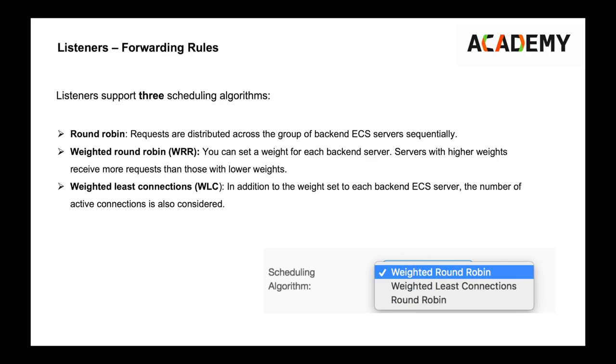In addition to setting a weight for each backend ECS server, the number of active connections is also considered when new requests are distributed among the backend servers. This is good if your application has long-lived sessions or connections. This will avoid a pileup. So if an instance already has multiple active old sessions, then WLC will avoid giving new sessions to that server and will give them to a different backend server that has less active connections instead.